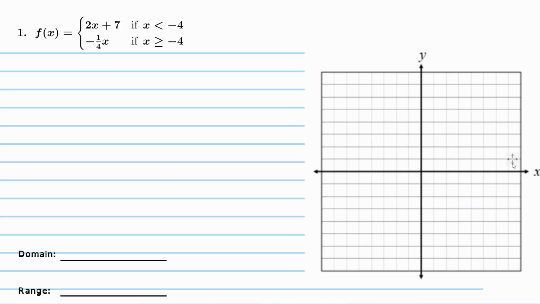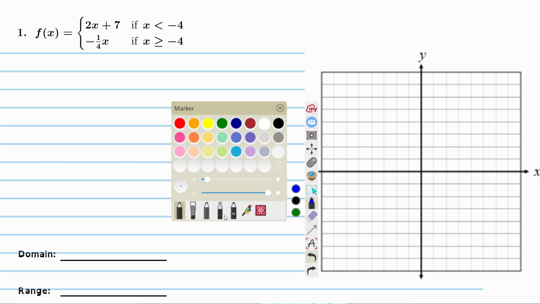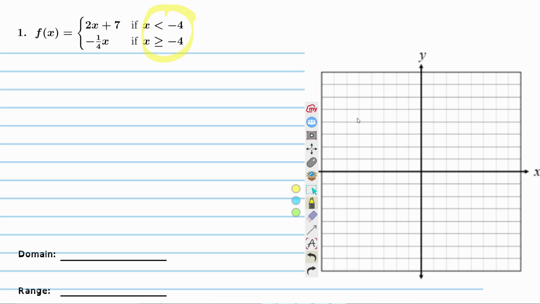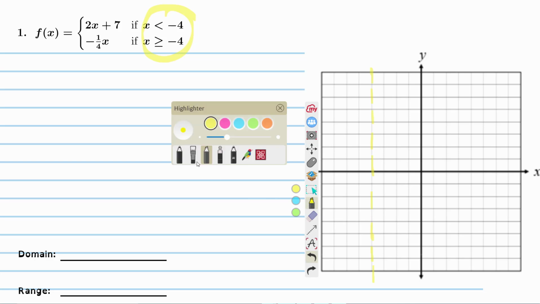And I usually use my highlighter for my wall. And so my wall is going to be, when there's just one set here, it's just going to be one wall. So my wall is at that -4. I do it in dashed so that I know it's not really there.